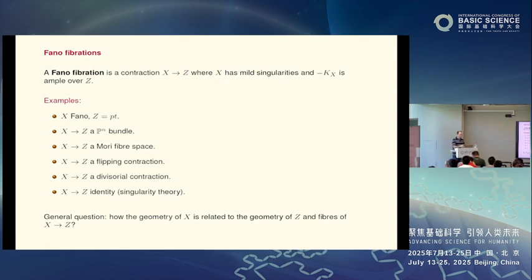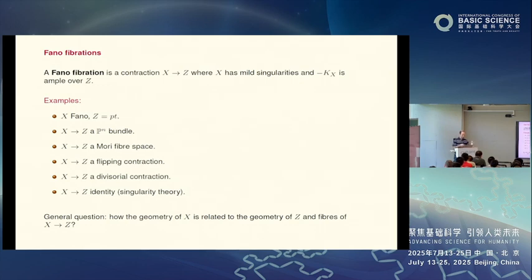These varieties may not be projective. Only the morphism is projective. So this positivity is a relative notion here. Maybe, at least for the student, you can think of this as a fibration where all the fibers are Fano, roughly speaking.